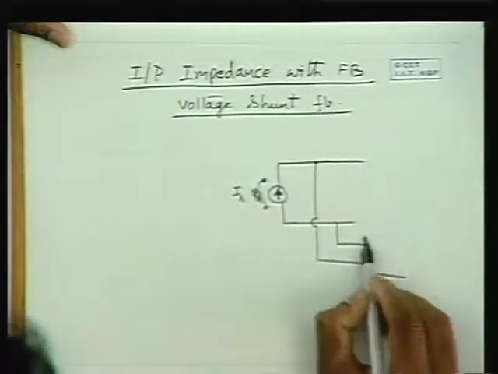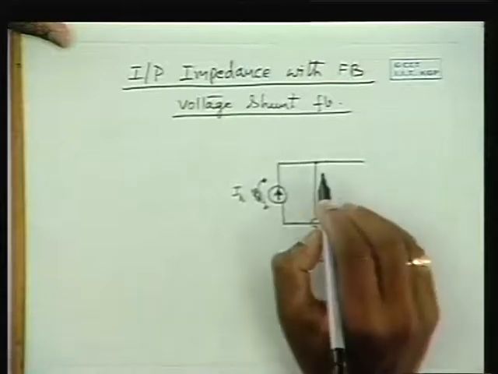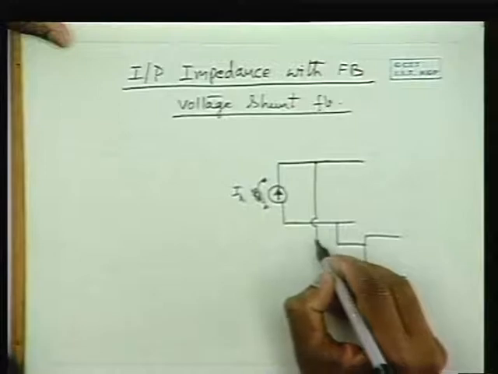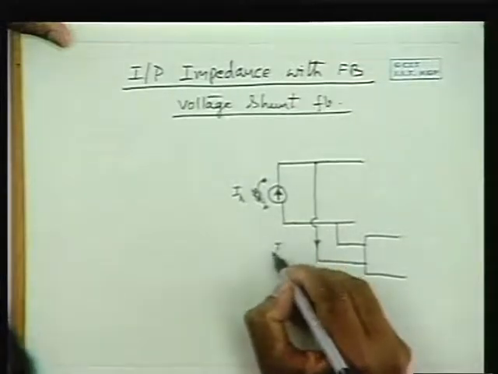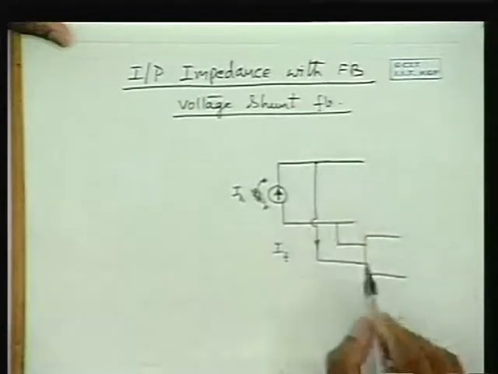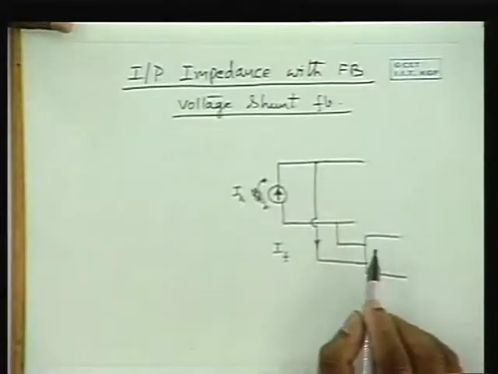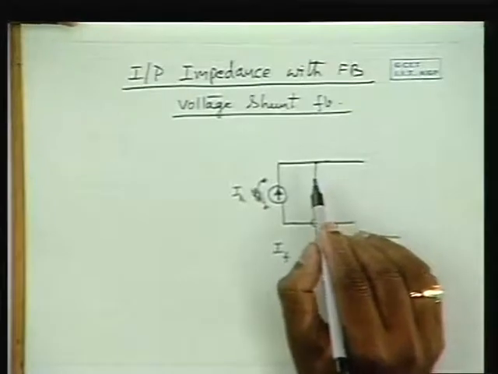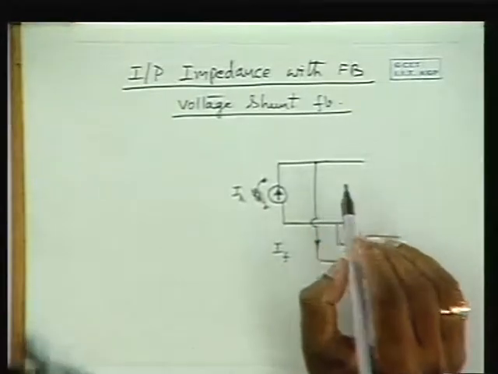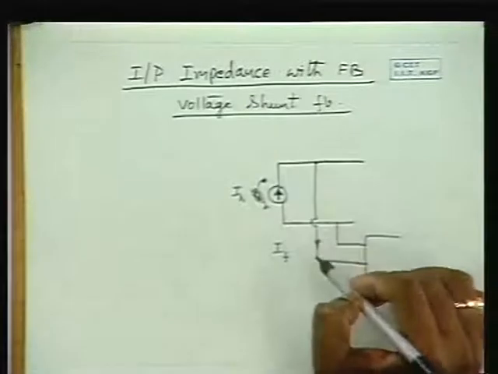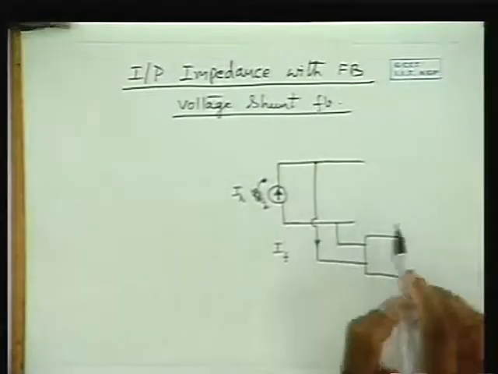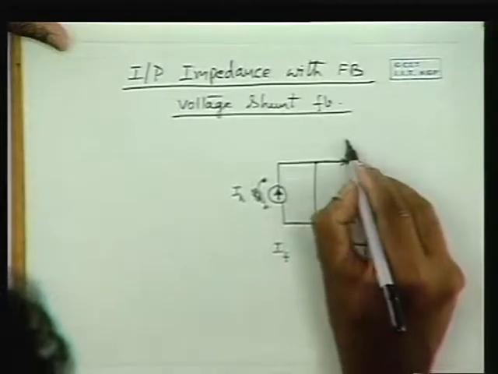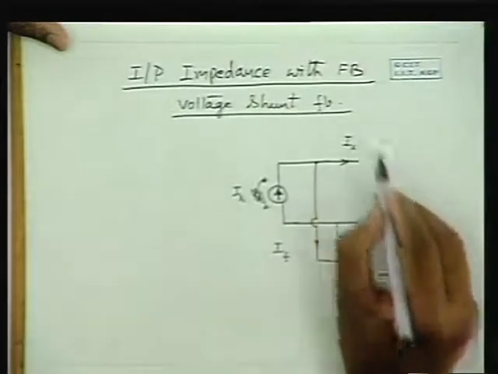From the feedback circuit, we draw a current If from the source into the feedback network. That's why it is negative feedback. If it drove a current into the amplifier, it would have been positive feedback. Since it draws part of the input current, it is negative feedback, and the current which goes into the amplifier is Ii.